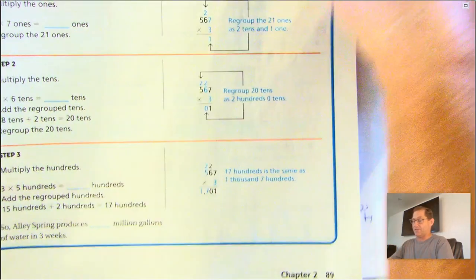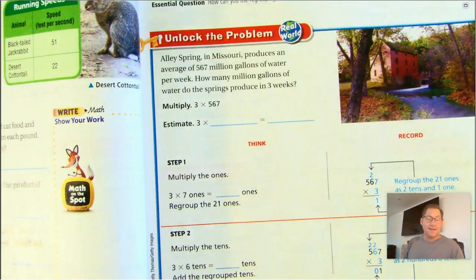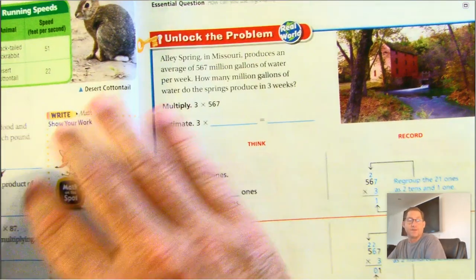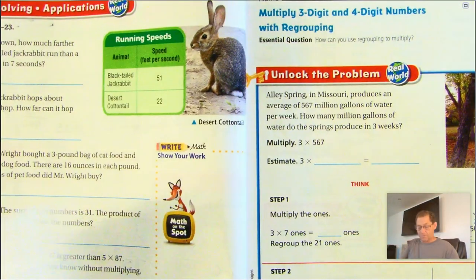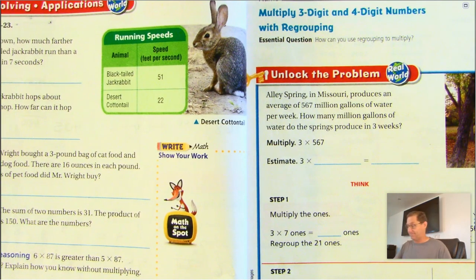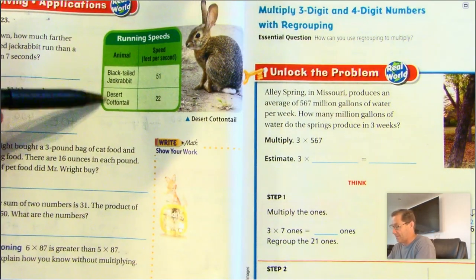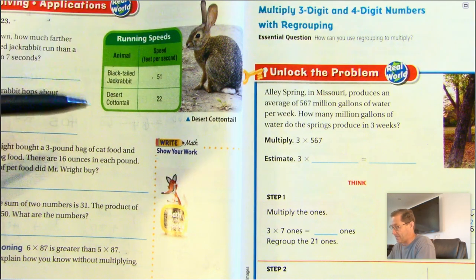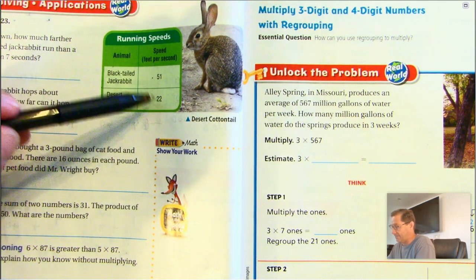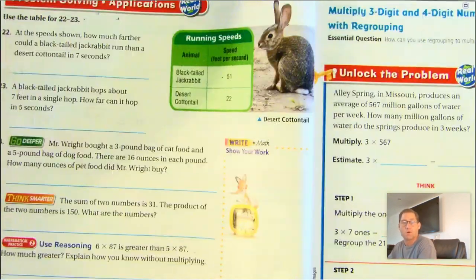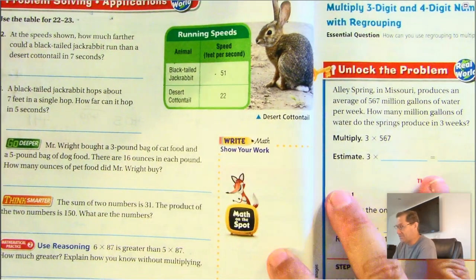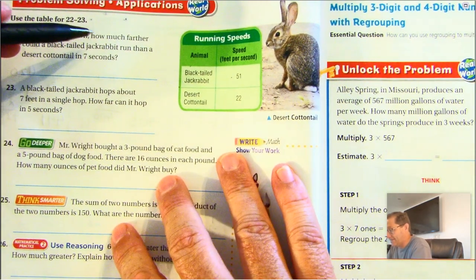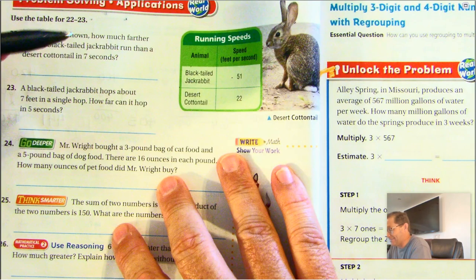Now let's look at number 22. Use the table for 22 and 23. So in 22, we have running speeds, and we have 2 animals, and their running speed, 51 feet per second for the black-tailed jackrabbit, and the desert cottontail can run 22 feet per second. All right. So at the speed shown, how much farther could a black-tailed jackrabbit run than a desert cottontail in 7 seconds?